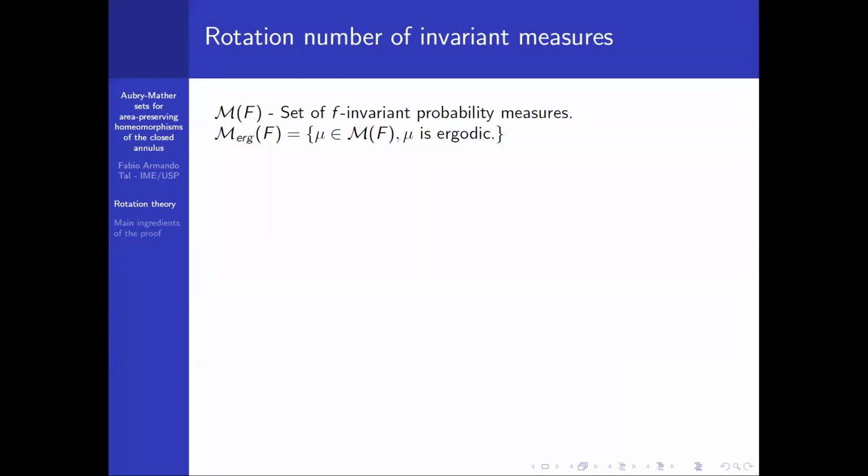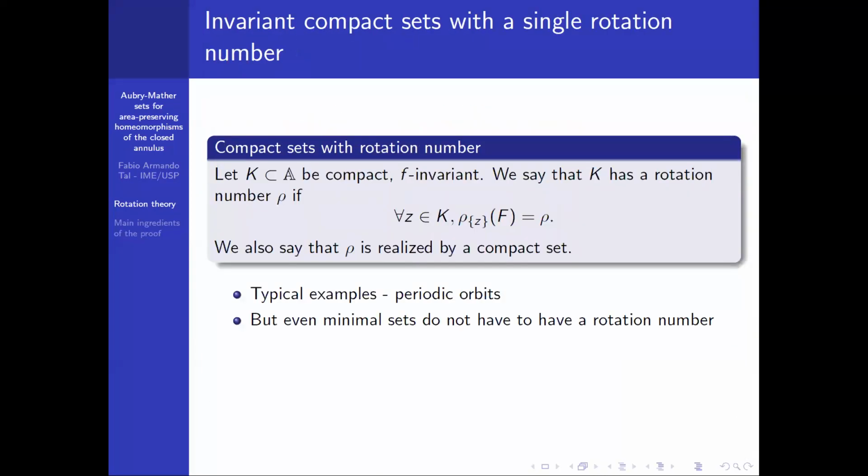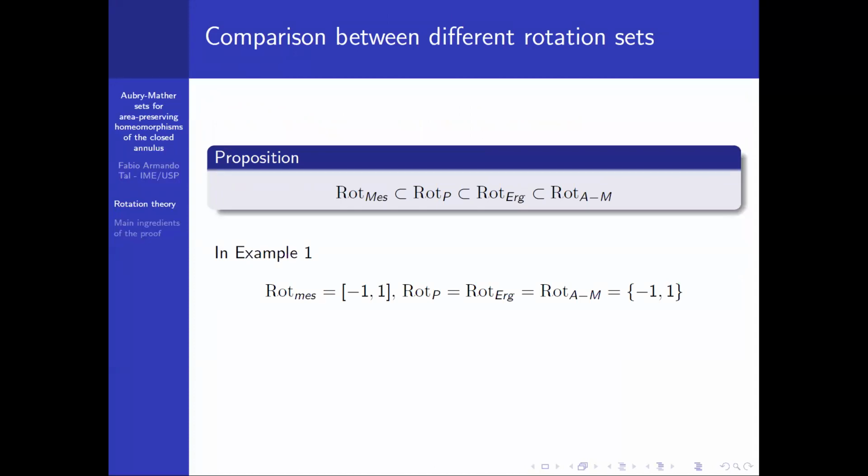So in this case, the rotation set of the measures is [-1, 1], and all the other rotation sets are just the 2 points, -1 and 1. Not the interval, but the 2 points.